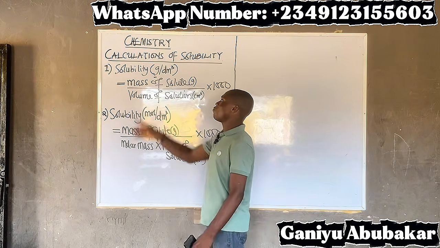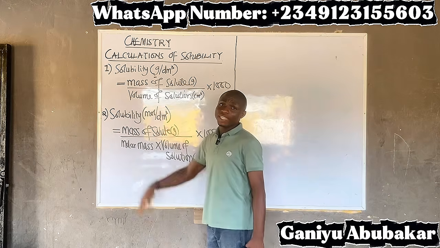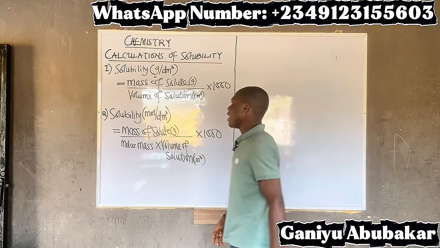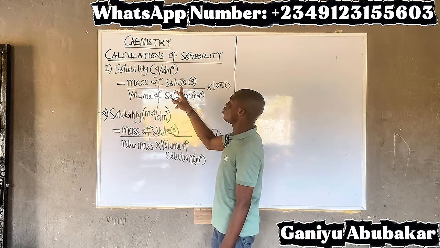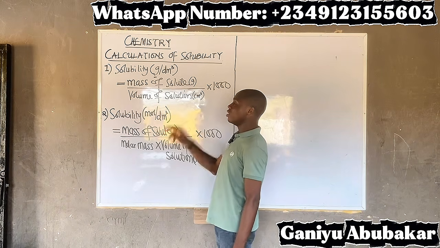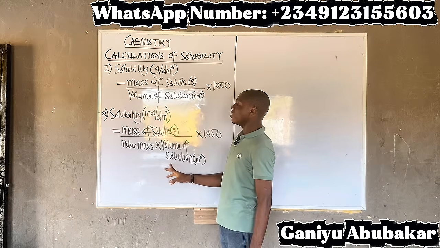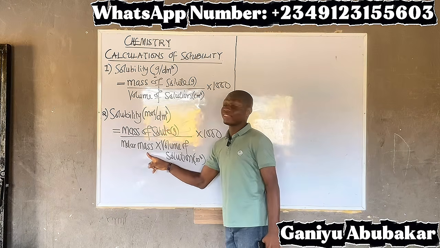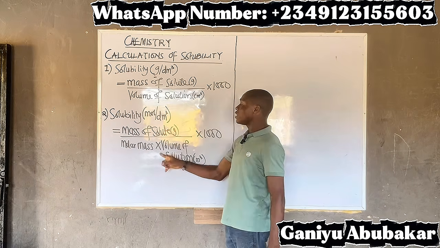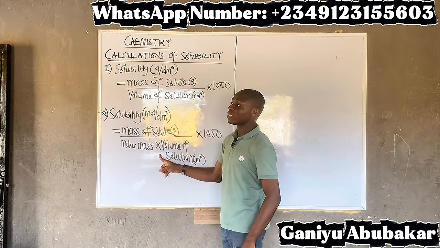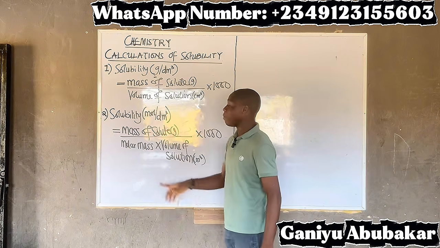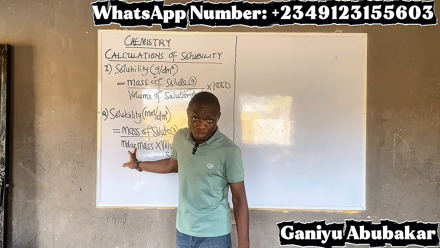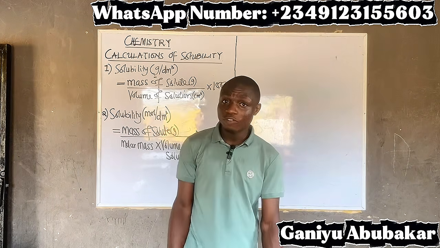For the first one, solubility in gram per dm cube can be expressed as mass of solute over volume of solution. The difference between this and this is that they are the same thing. It's just that this one has an additional molar mass times volume of solution. So in this one, instead of volume of solution alone, you attach molar mass first times volume of solution. And by now, you should know how to get the molar mass of a compound.